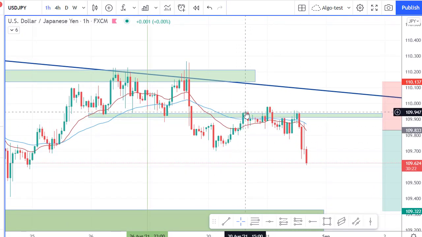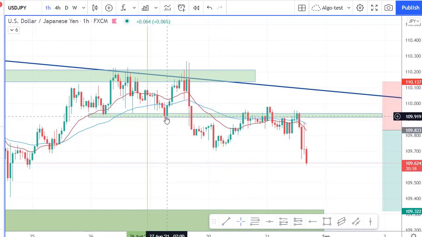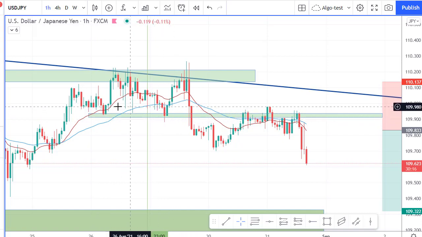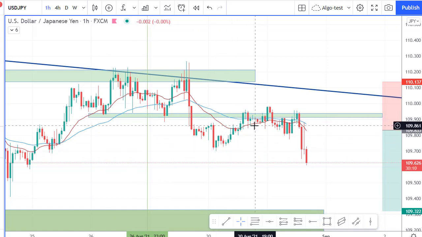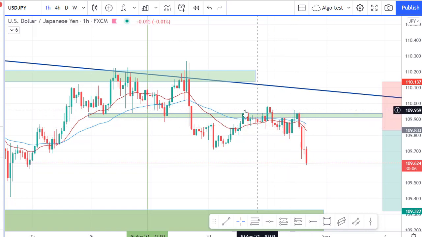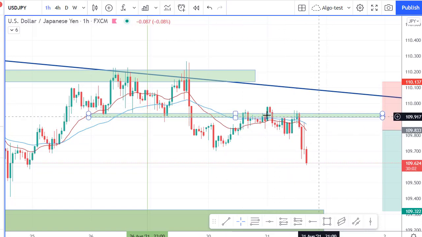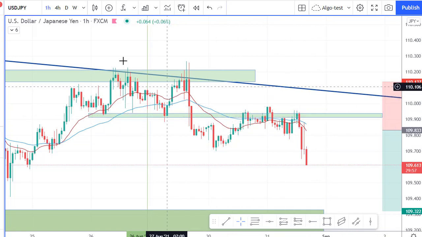So what I did here is it went down, it went up again, tested the earlier structure. That's also very easy to spot here, the early structure here. It can be a bit messy on a 4-hour time frame, but what I looked for here was some sort of confirmation that the price was being rejected from this level and that this level was respected.